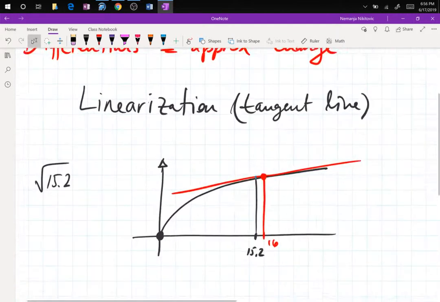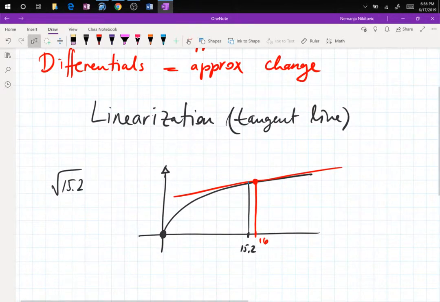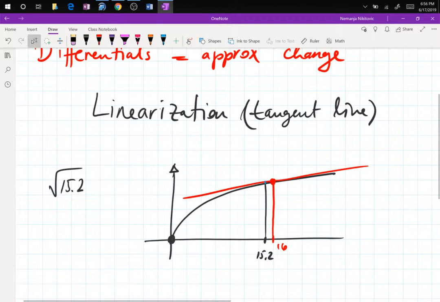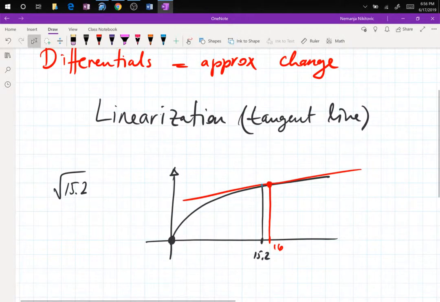So this is what the linearization, or the approximation with the tangent line, is all about. Your job is to not compute 15.2 in a square root. Your job is to find the tangent line at the point that you can compute in the square root, do the tangent line, and then calculate 15.2 in the tangent line. Because that's just a linear calculation, and that's easy.